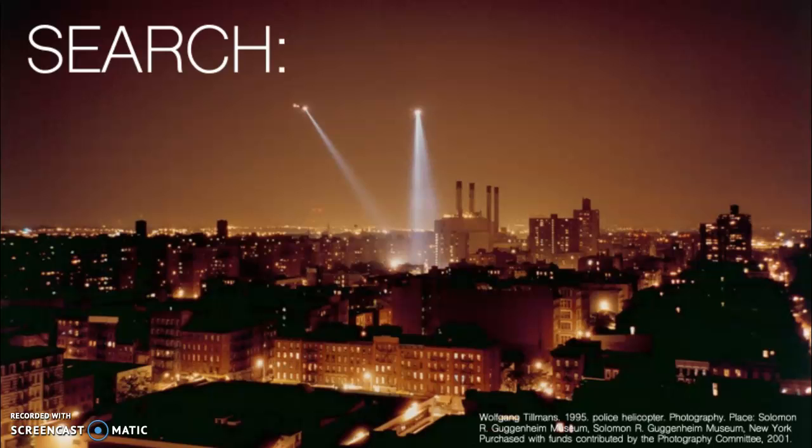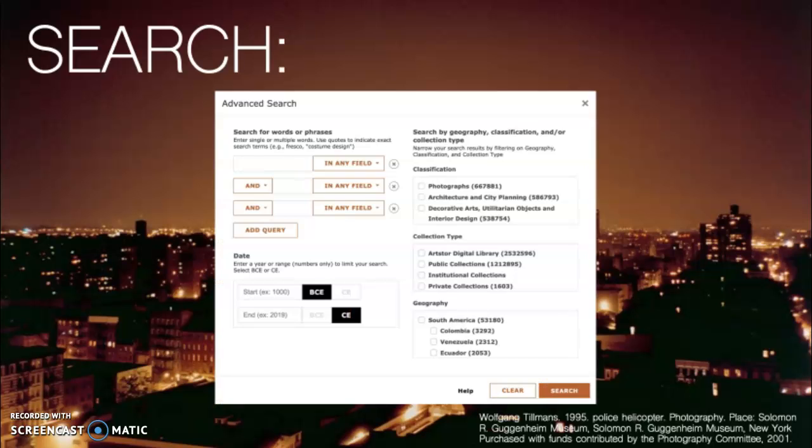Let's take a look at arguably the most important aspect of database retrieval, the search process. ArtStore's advanced search offers Boolean limiters in a variety of fields, a variety of pre-search fields, multifaceted queries, and further limiters of the date. We can also search by geography, classification, and/or collection type.